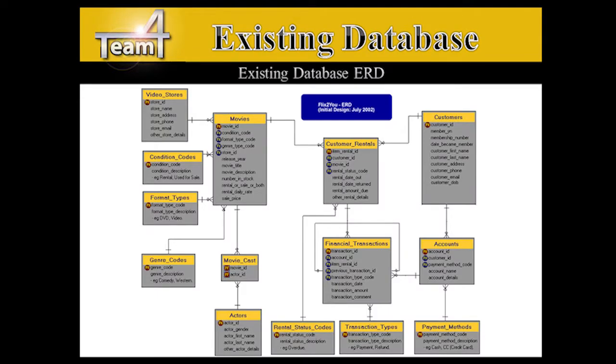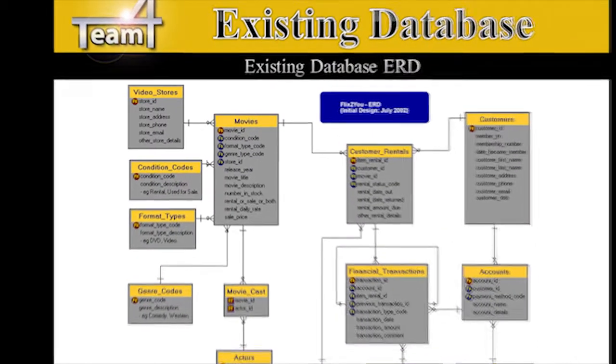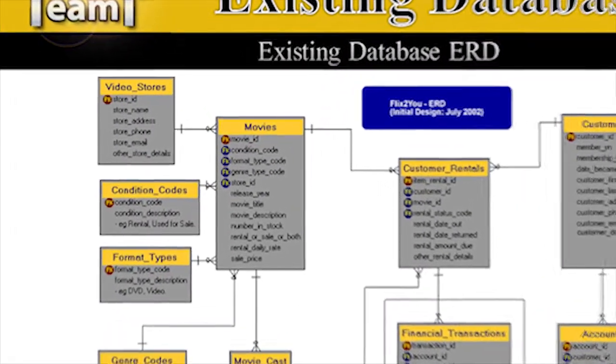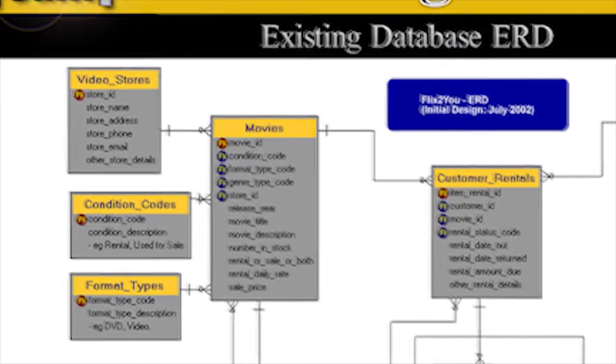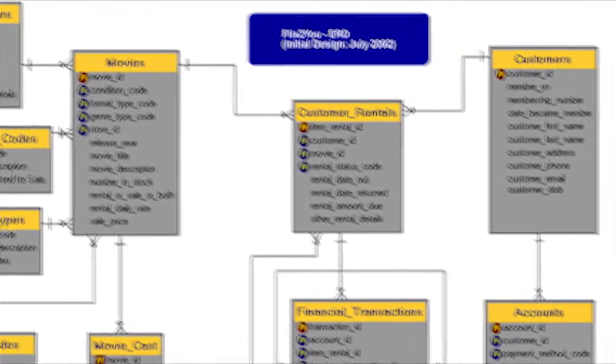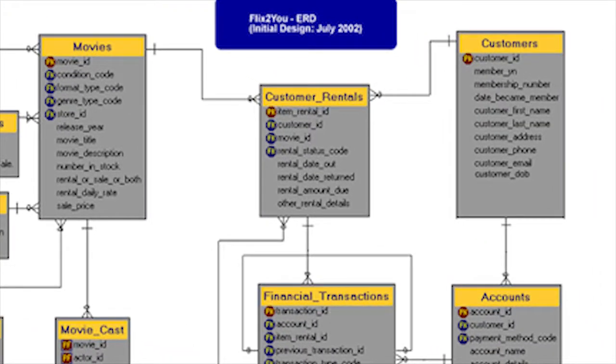In the upper right hand corner we can see the video stores table. This table is no longer needed as Flix2You closed all of their physical locations. The movies table is obviously geared towards one part of your current and future business. This single table also means that you may need to store duplicate data should you have a particular movie on DVD and download. Also, if you look at the customer rentals table, you'll notice that by design only one item may be rented or purchased on each item rental ID. This means that anyone purchasing or renting multiple items is creating multiple orders.